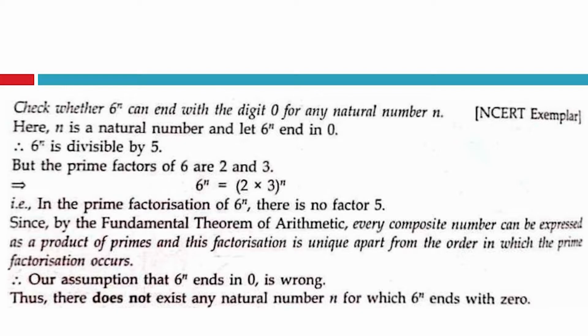Since by the fundamental theorem of arithmetic, every composite number can be expressed as a product of primes, and this factorization is unique apart from the order in which the primes occur. Therefore, our assumption that 6 raised to n ends in 0 is wrong. Thus, there does not exist any natural number n for which 6 raised to n ends with 0.